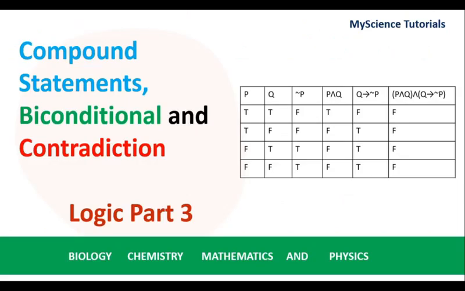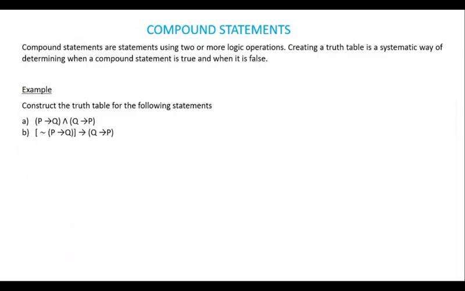So let's begin. We want to look at what compound statements are. Compound statements are statements using two or more logic operations. In the previous tutorials, we looked at what the logic operations are. We have the conjunction, which is the AND operation. We have the disjunction, which is the OR operation. And then we have the implication, which is another operation we looked at.